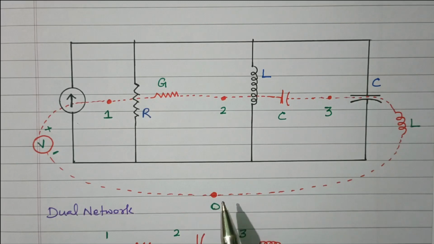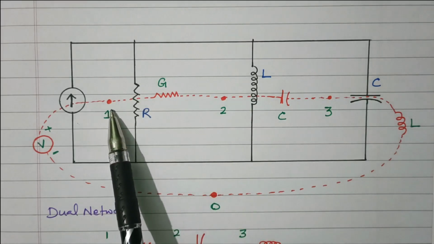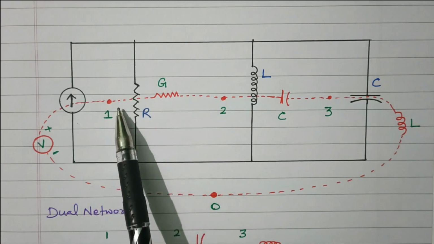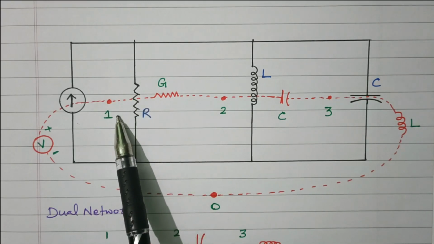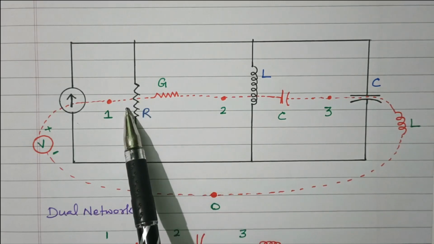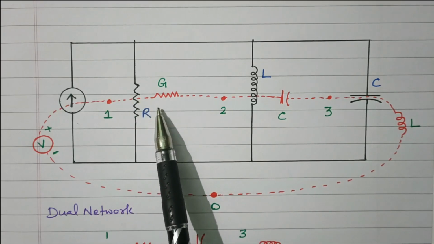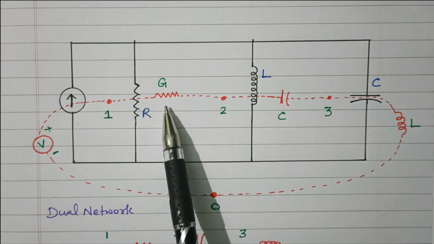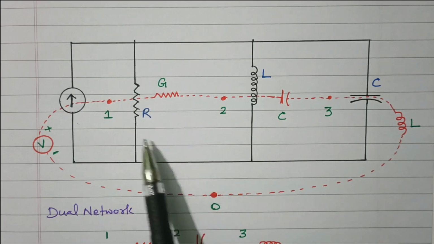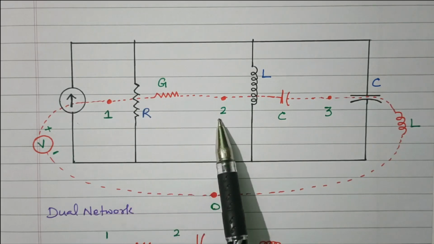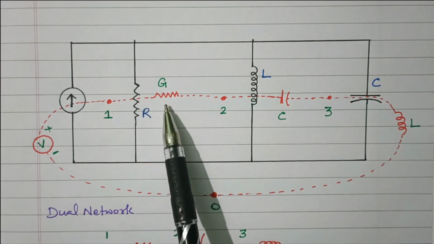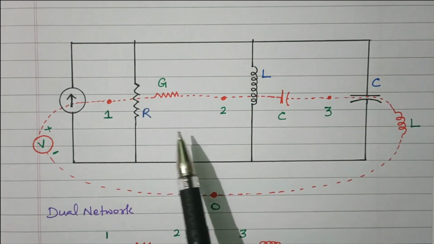Now we need to connect all the dots. First we will connect dot 1 and 2 through the elements. The dotted lines are drawn between dot 1 and dot 2. They are crossing through the resistor. So this resistor will be converted into conductance. Resistance will be converted into conductance G. So dot 1 and 2 are connected through the resistor, which is converted into conductance.